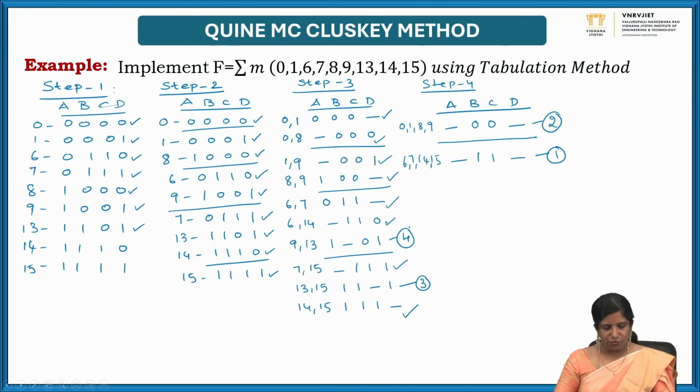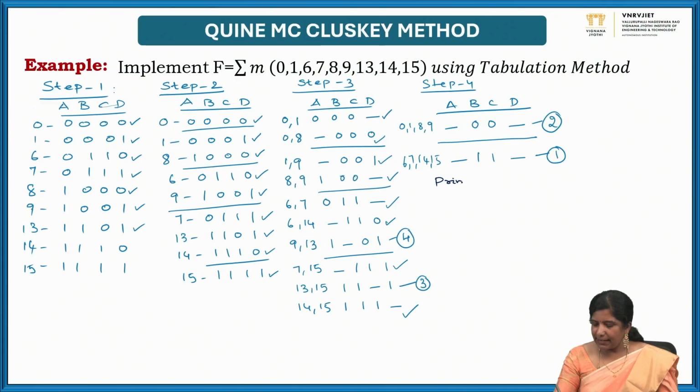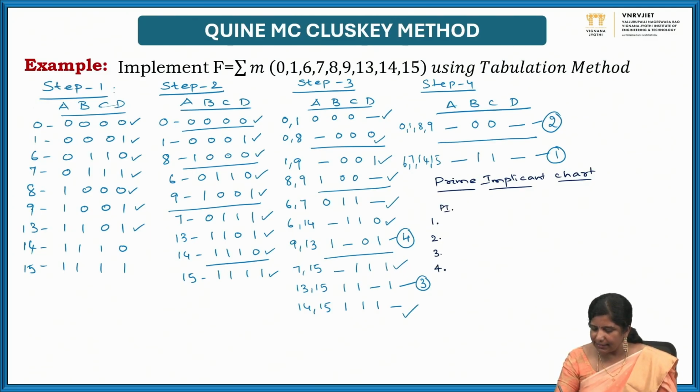Now for this you have to draw the prime implicant chart. Now I am drawing a prime implicant chart. As I discussed in the steps, in the prime implicant chart, in the rows you will be writing the prime implicants. So in total you have 4 prime implicants. I am representing the 4 prime implicants 1, 2, 3, 4. I am writing here PIs.